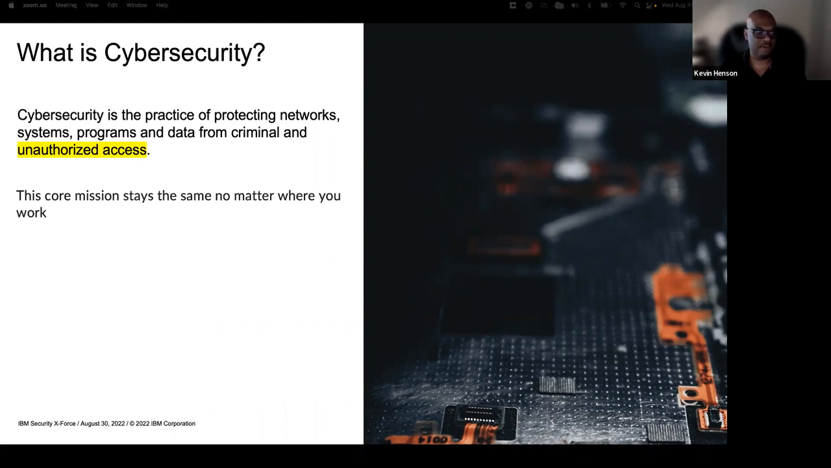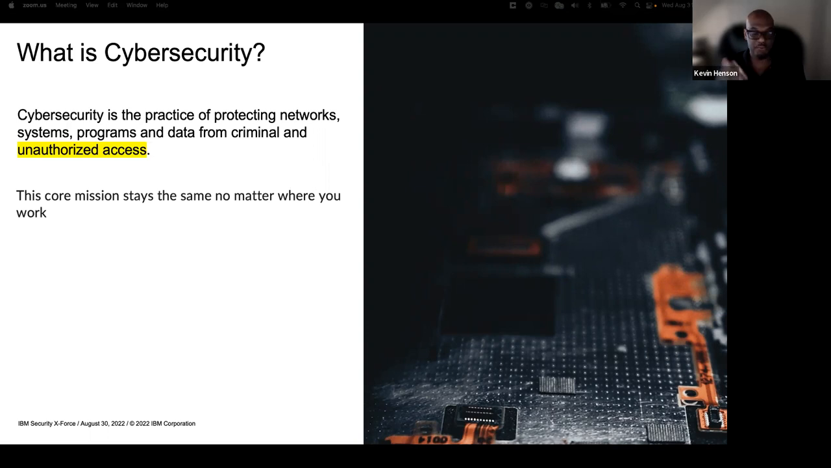And so when you think about cybersecurity and you start your career, the core mission stays the same. So you're in high school now. The core mission still stays the same as far as cybersecurity is concerned. All the experience you're building as you go along is to help you protect these networks from unauthorized access.